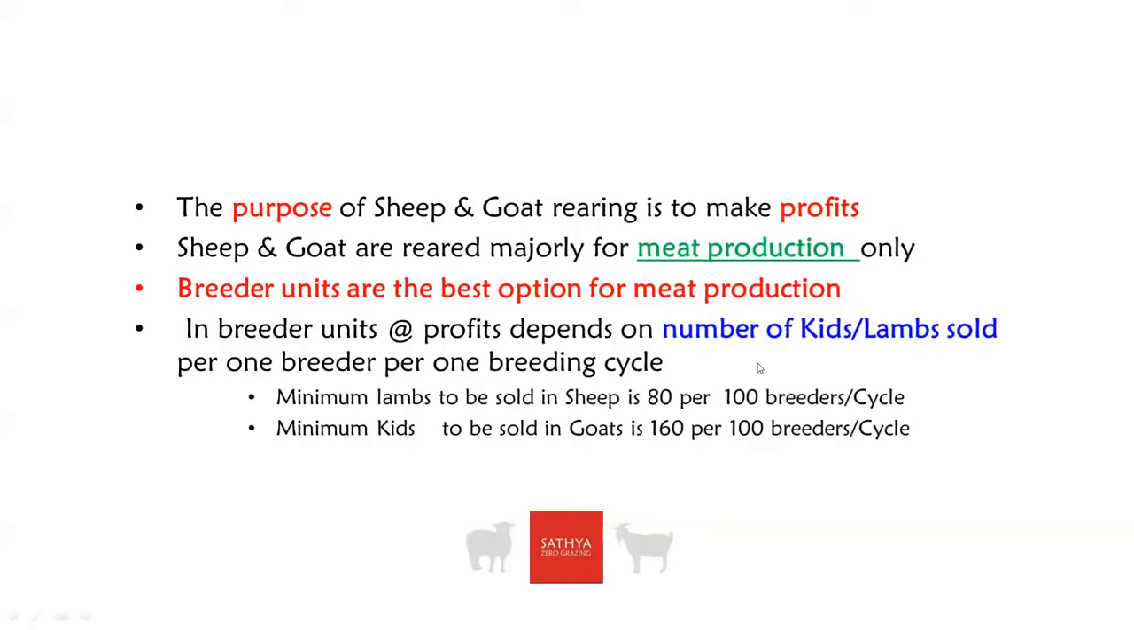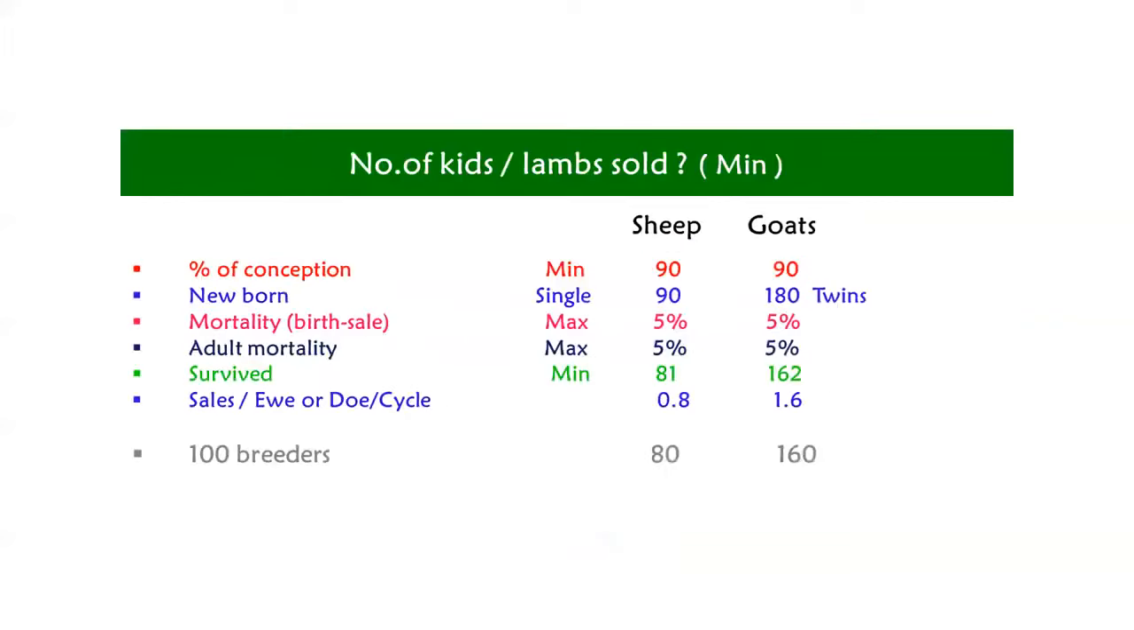Unless we sell the prescribed number of lambs and kids from a breeder unit, we may not get sufficient profits. If a farmer is maintaining 100 sheep breeders, he should be able to sell a minimum of 80 lambs from his flock. At the same time, if a farmer is maintaining 100 goats, he should be able to sell 160 kids per breeding cycle. So let us look at the calculations, how they are made.